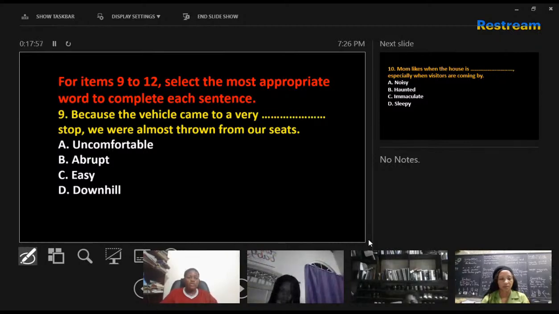For items 9 to 12, select the most appropriate word to complete each sentence. 9. Because the vehicle came to a very dash stop, we were almost thrown from our seats. A. Uncomfortable, B. Abrupt, C. Easy, D. Downhill.